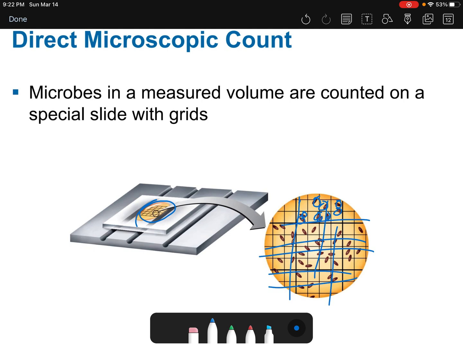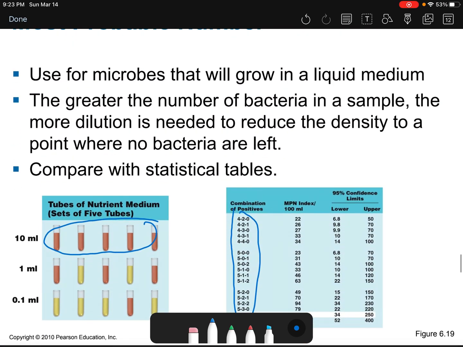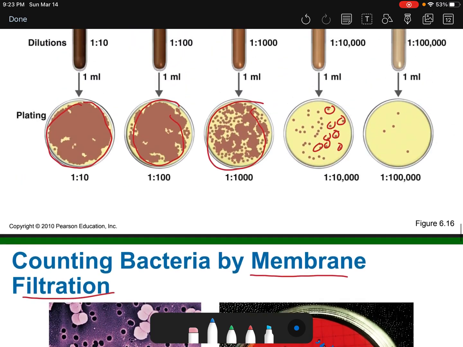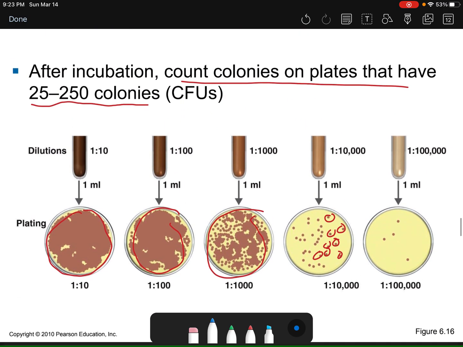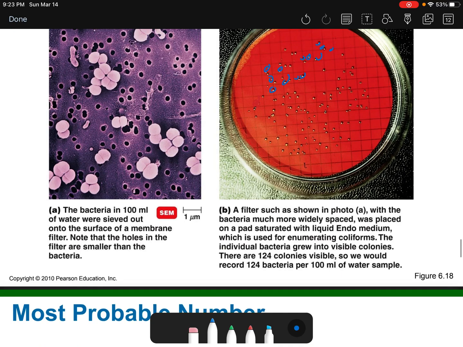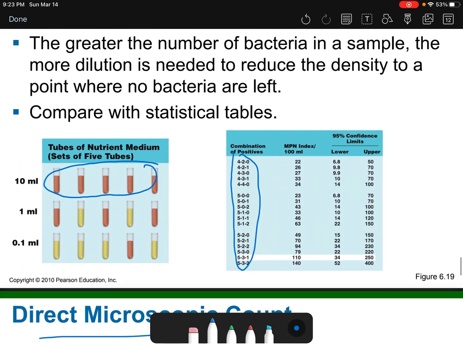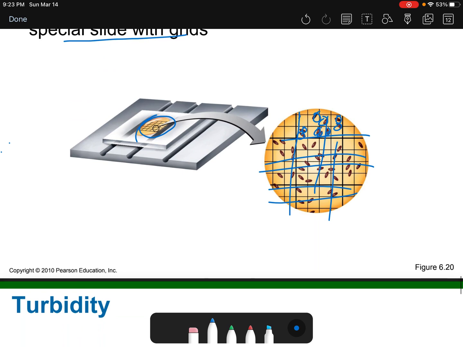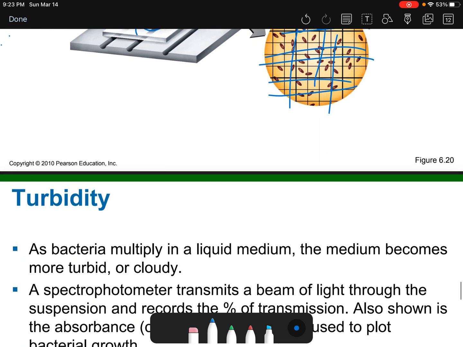You'd take a blood sample and you count how many white blood cells you see in that grid. That's what they're doing with the bacterium. So that's a direct microscope count using a special slide with grids. That's another way of doing a direct count. So all of these are more direct counts of counting bacteria, where you can actually see the results and actually count colonies or count them on the membrane or look at positive and negative results and do an estimated count using a statistics table or counting them directly on a special slide.